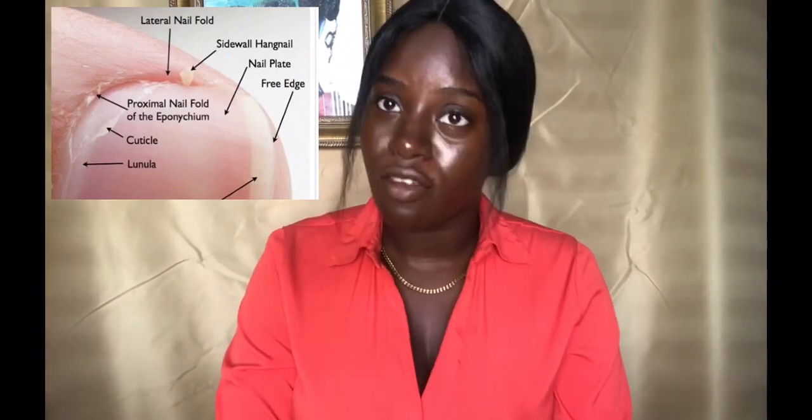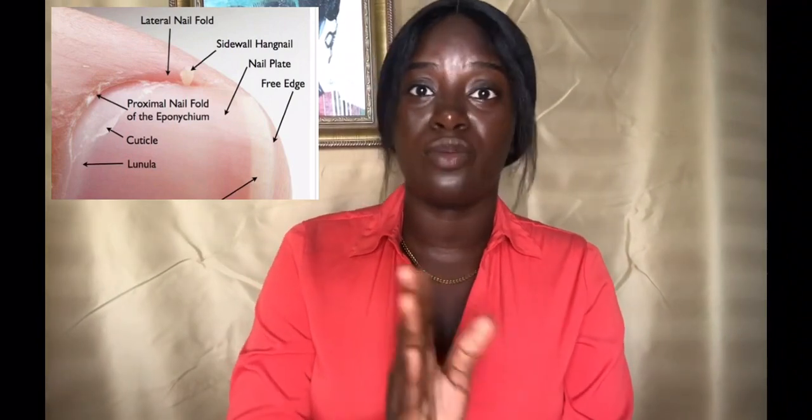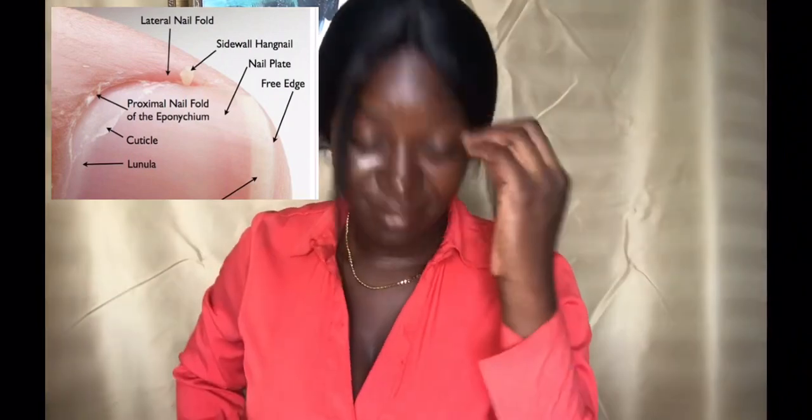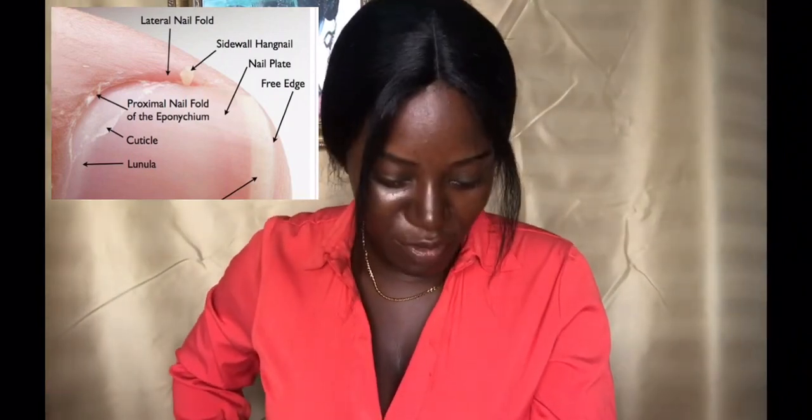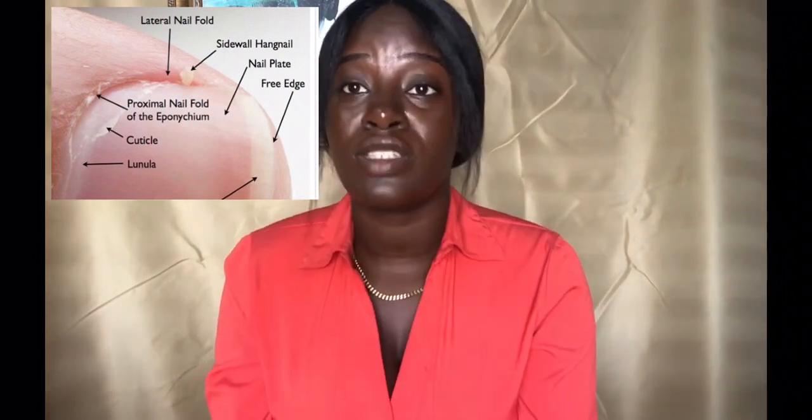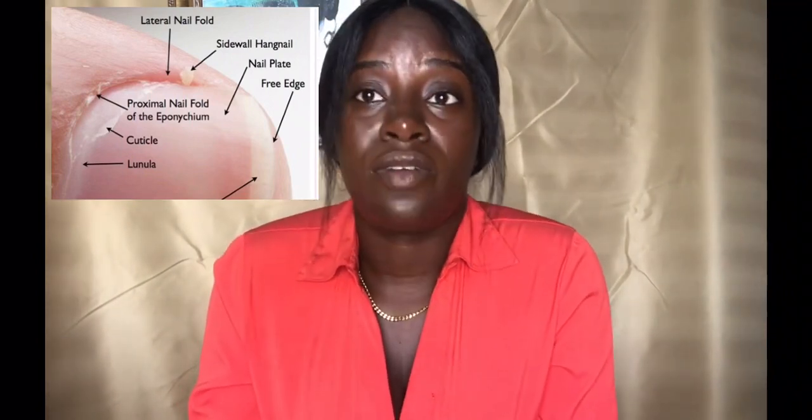But you have to be careful so that you won't encroach into other parts of the nail. Next is the lateral nail fold. This is the part that covers the side walls of our nails. The little skin fold that just covers the side wall, it protects the sides of our nails.